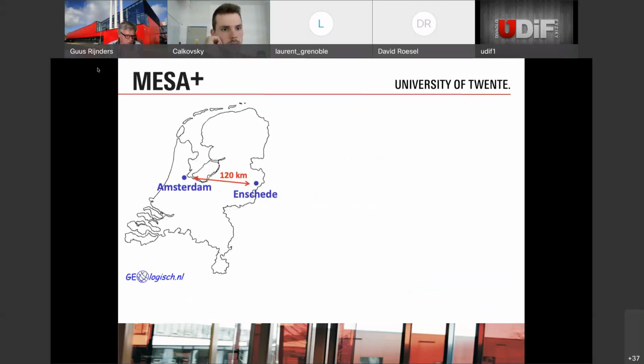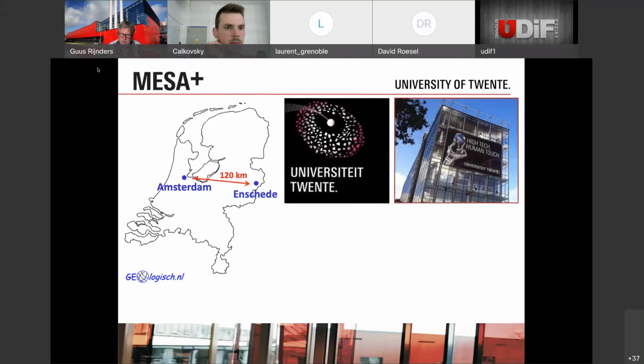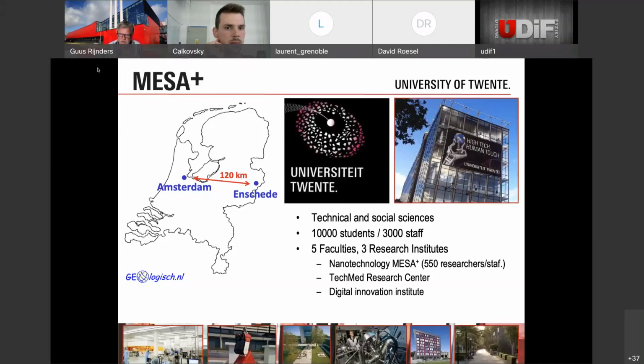For those that do not know, let's say Twente, University of Twente. Twente is actually a region, and we are very close to a city called Enschede, which is very close to the German border and only a very short distance from Amsterdam. We are a technical university with also social sciences on board. We are relatively small, I think around 11,000 students now. But we have 5 faculties, and then, important, we have a few research institutes, and the one I'm representing is the nanotechnology institute MESA+.